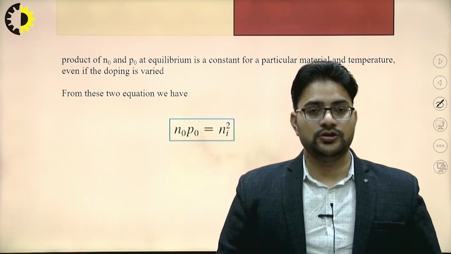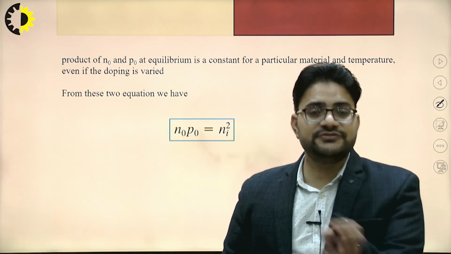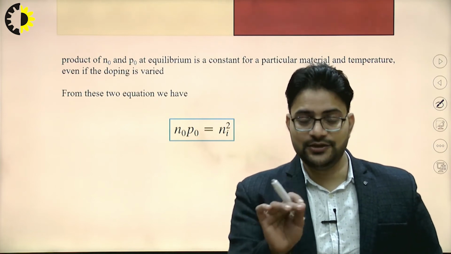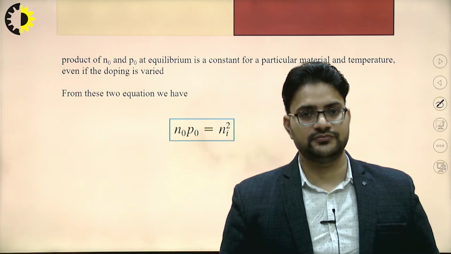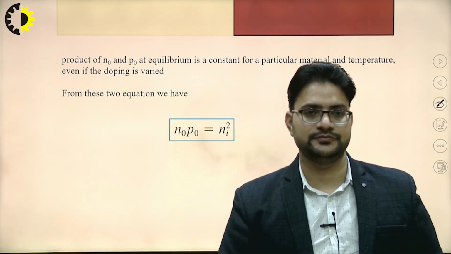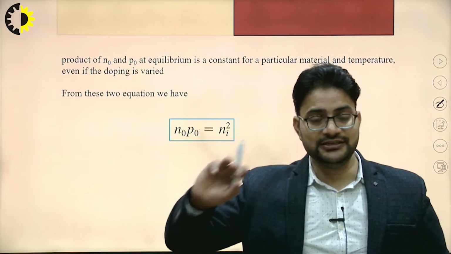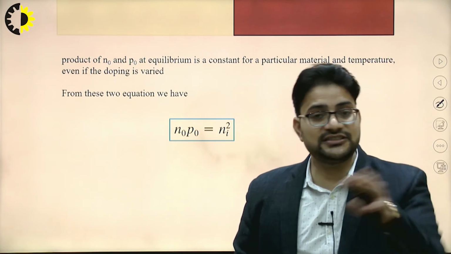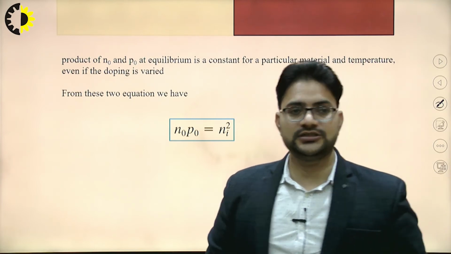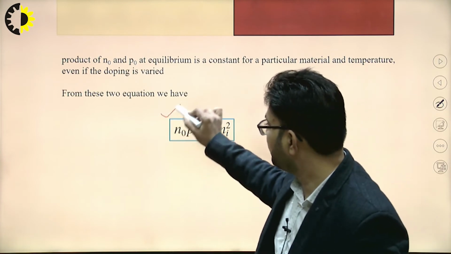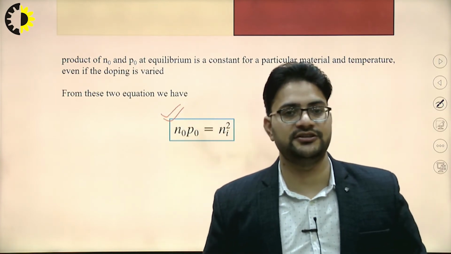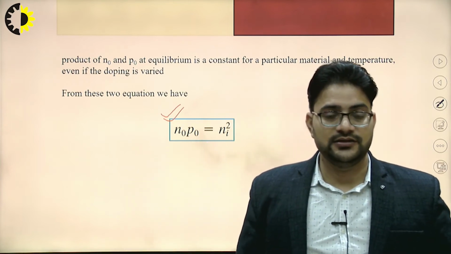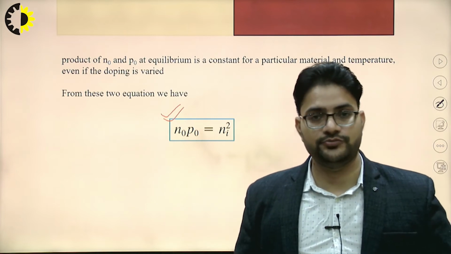Now, even if doping is varied, this N naught and P naught product will be the same, right. We can find the value of N naught into P naught is equal to Ni square, as long as temperature is not varied, right. So this is the main equation that we have got from our discussion: N naught into P naught is equal to Ni square. This relation is called the mass action law, right.